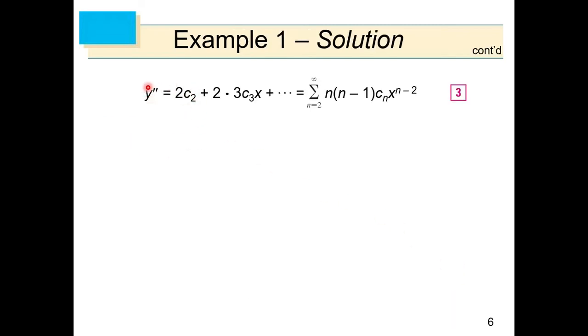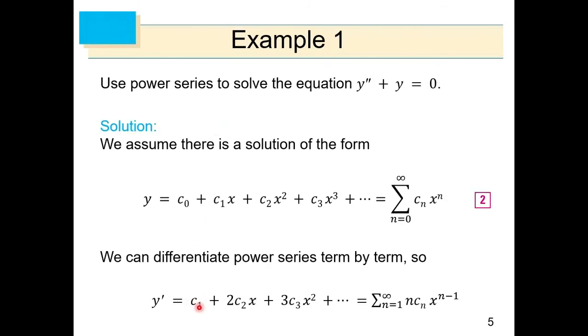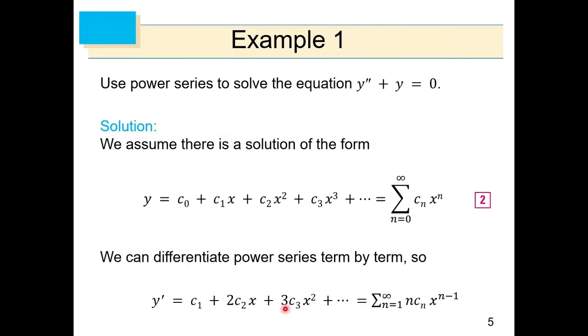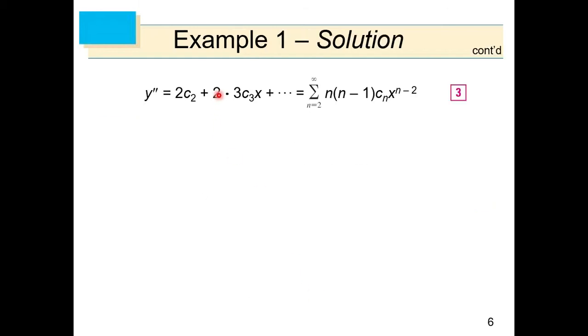Now the second derivative of y is equal to, here c1 is constant so the derivative is 0, plus c2 is constant and the derivative of x is 1, so here we get 2c2, plus c3 is constant and the derivative of x square is 2x, 2 into 3 into c3 into x, plus up to infinity, which is equal to the summation of the form n is equal to 2 to infinity of n into n minus 1 into cn into x raised to n minus 2, which is equation number 3.